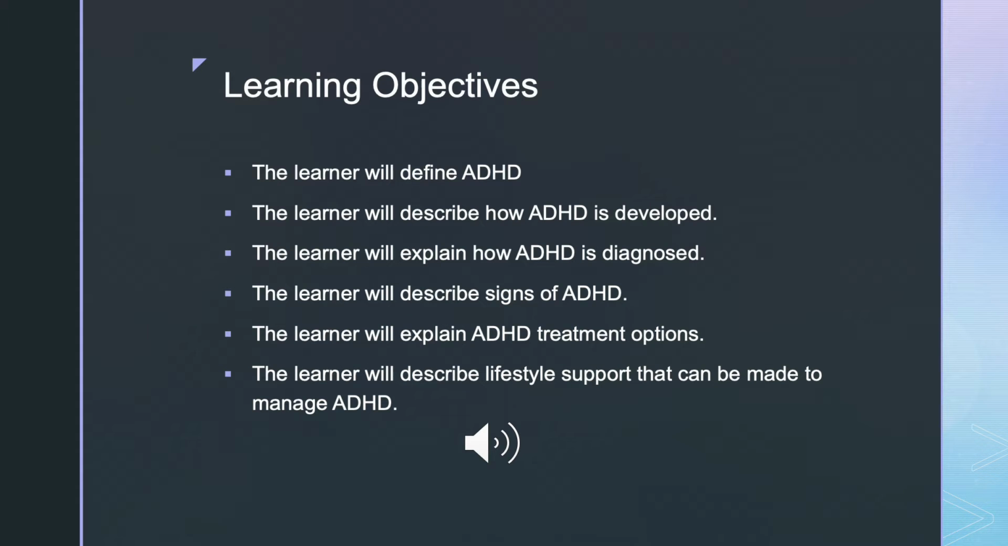For this presentation, the learner objectives are: the learner will be able to define ADHD. The learner will be able to describe how ADHD is developed. They will also be able to explain how ADHD is diagnosed. The learner will be able to describe signs of ADHD and explain ADHD treatment options. And lastly, the learner will be able to describe lifestyle support that can be made to help manage ADHD.